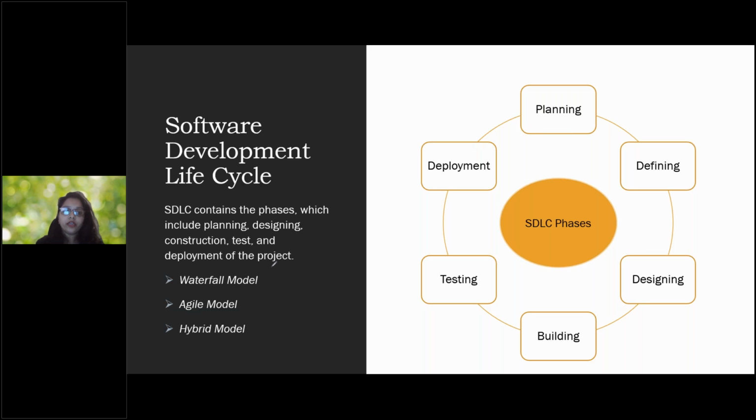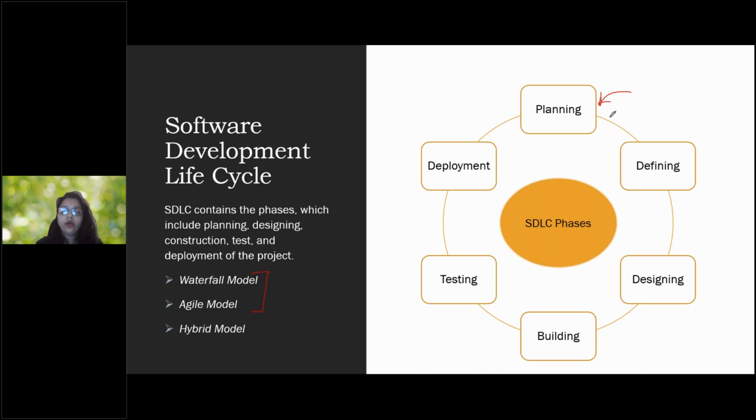And there are different types of methods or models which are used as part of the software development lifecycle, out of which I'm going to talk only about waterfall and agile. Hybrid model is a combination of waterfall model and agile model. So to begin with, what is software development lifecycle? Like I said, everything starts with a planning phase.